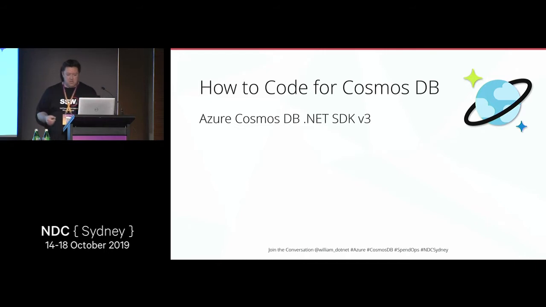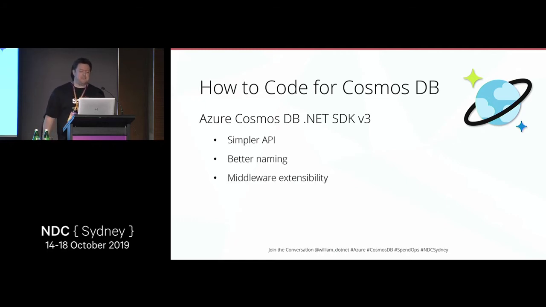Now, how do we code for Cosmos DB? Well, there's the .NET SDK version 3. And compared to the previous version, it's a much simpler API and better naming. So Cosmos used to be called DocumentDB, and in the version 2 SDK, everything was named DocumentDB, even though Azure already branded it as Cosmos DB. So a little bit of confusion, but now it's better.